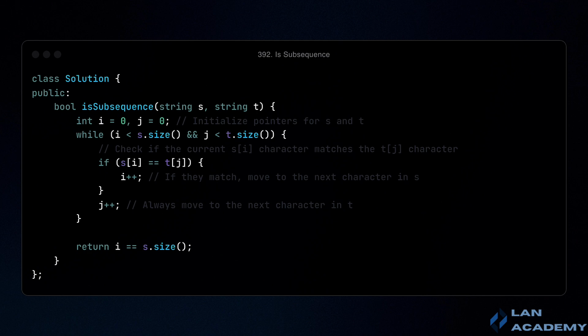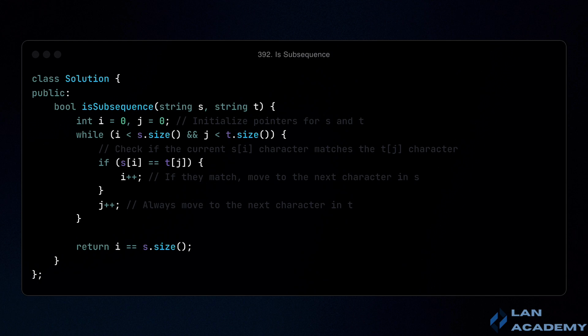Upon completing the loop, I verified whether pointer i had reached the end of S, i equals S.size. If true, it confirmed that S is indeed a subsequence of T, and I returned true. Otherwise, I returned false, indicating that S could not be formed from T in the required order. This algorithm is efficient, with a time complexity of O(n plus m), where n is the length of S and m is the length of T. This efficiency is crucial for handling potentially large strings in practical scenarios.